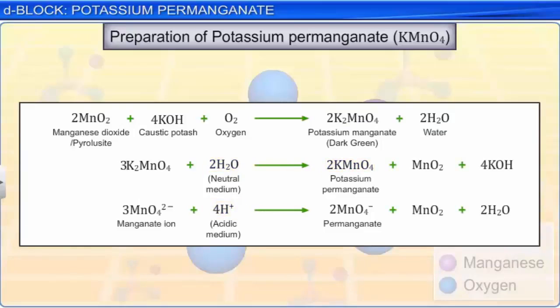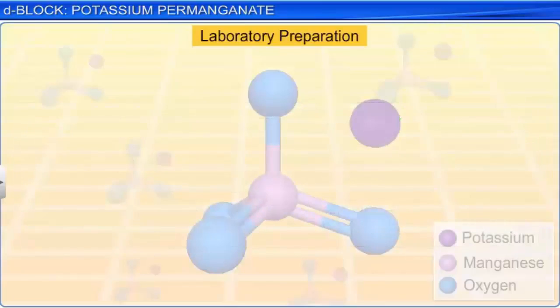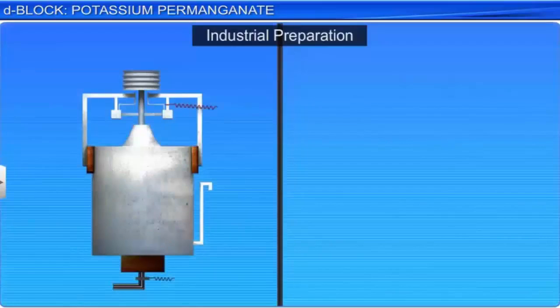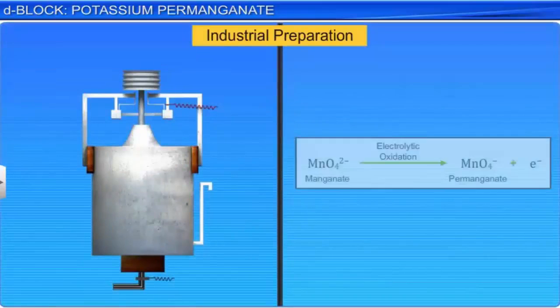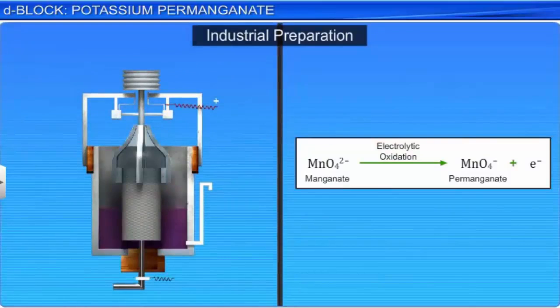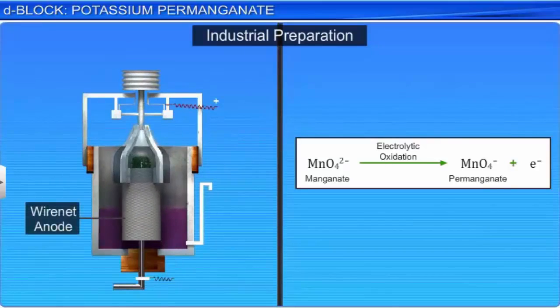In the laboratory, potassium permanganate is prepared by the oxidation of a manganese(II) salt by peroxodisulfate. Industrially, it is prepared by the electrolytic oxidation of a manganate solution. In this method, the manganate solution is placed in an electrolytic cell provided with a rotating wire netting anode, and an inlet pipe made of iron for the liquor acts as the cathode.